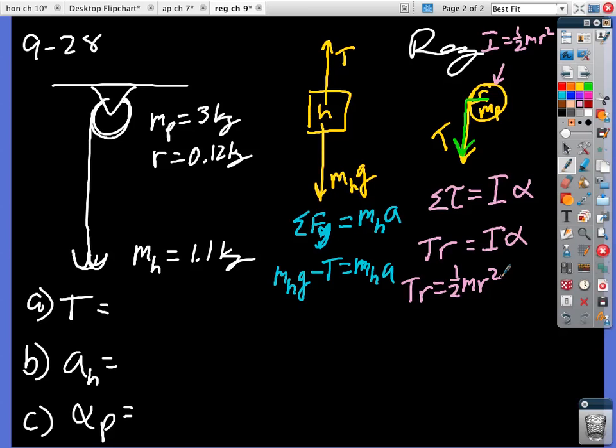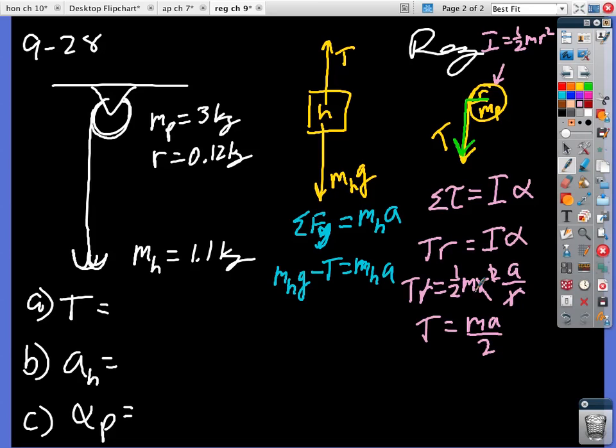Theta is X over R. Omega is V over R. Alpha is A over R. Do you see why I'm bringing this up? Because what's over here? A. Now if I do A over R, then this cancels with that. This one cancels with this. And now I can solve these for whatever I want because I get T is equal to MA over 2.